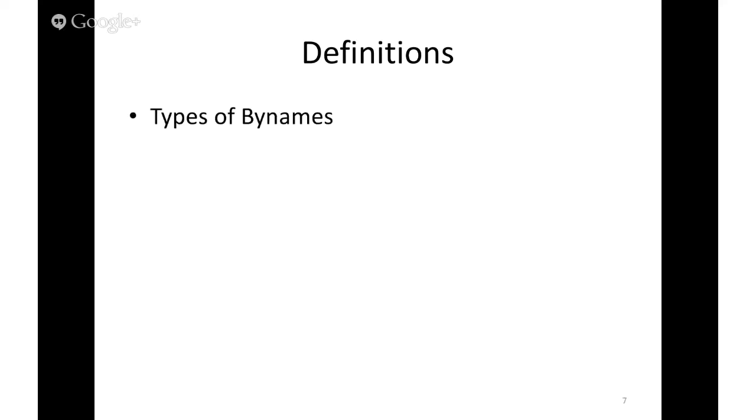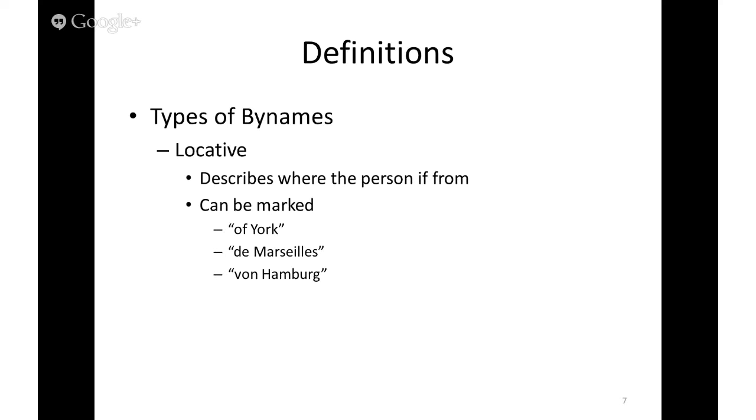So, the types of bynames that we use. The first is the locative. A locative byname simply describes where the person is from. It can be marked. What does marked mean? Marked means there's some sort of grammatical element that makes it a locative byname. So, for example, John of York is a locative byname. He's from York. The mark, in this case, is the word "of."